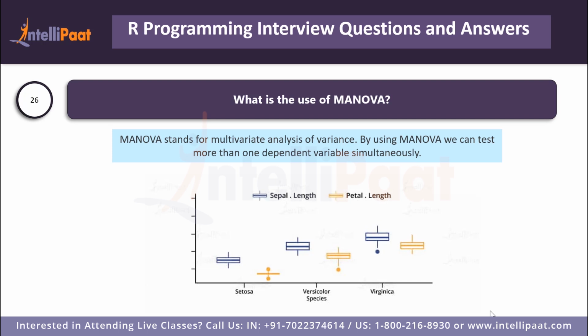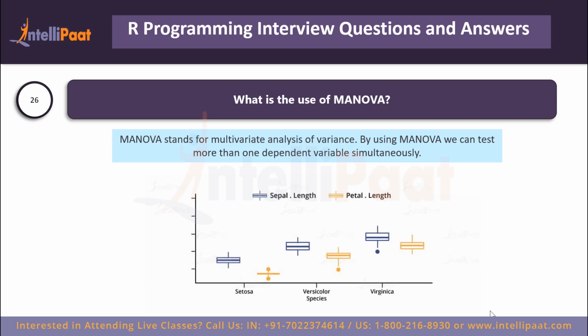MANOVA is actually used to determine whether there are any differences between independent groups on more than one continuous dependent variable. And in this regard, it differs from one-way ANOVA, which only measures one dependent variable. Now, this is all about MANOVA.